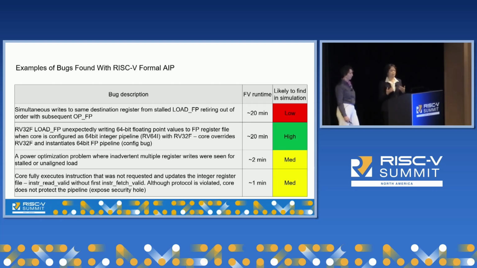The other ones may be easy to find with simulation, and some are at a medium level, which you can find in simulation. But the point is that you combine formal and simulation. You actually find more bugs, and faster, that way.